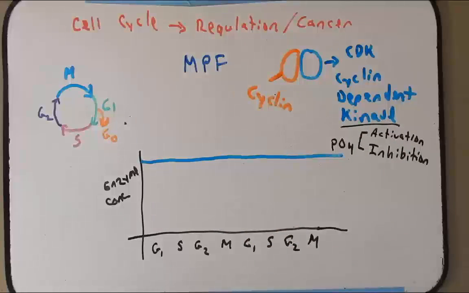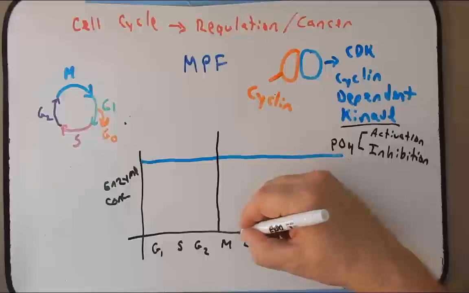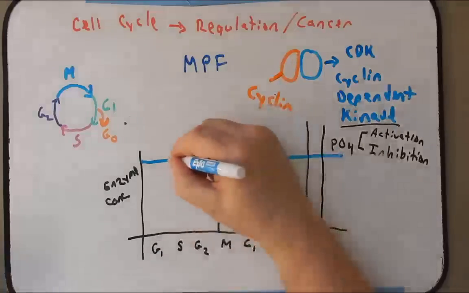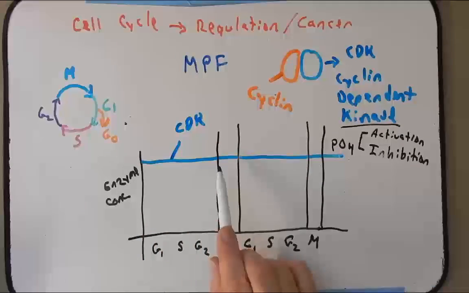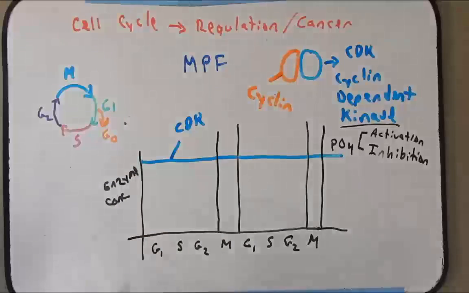And so during this time of M phase, which we can highlight here, the concentration of CDK, the blue line, was the same as it was in G1, S, or G2. In fact, if you look at any part of the cell cycle, it's going to have about the same amount of CDK.